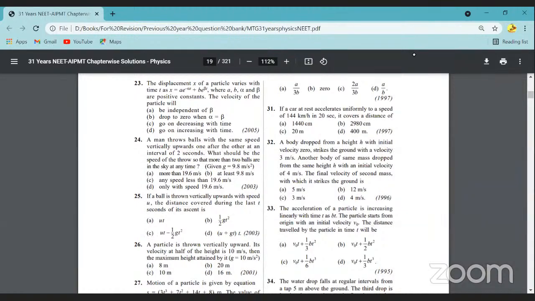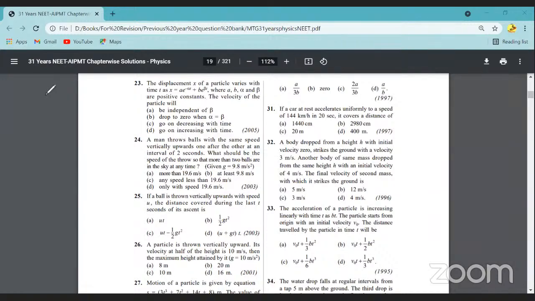Yes. Question number 23. Is it solved? Yes, sir. Acha. Option D. Okay, let's see. The displacement of a particle varies as given. The velocity of the particle. Acha, what is happening to velocity?